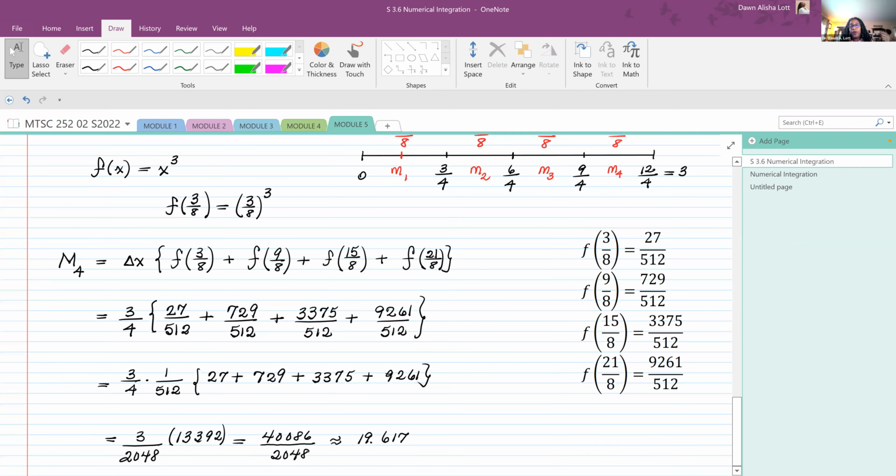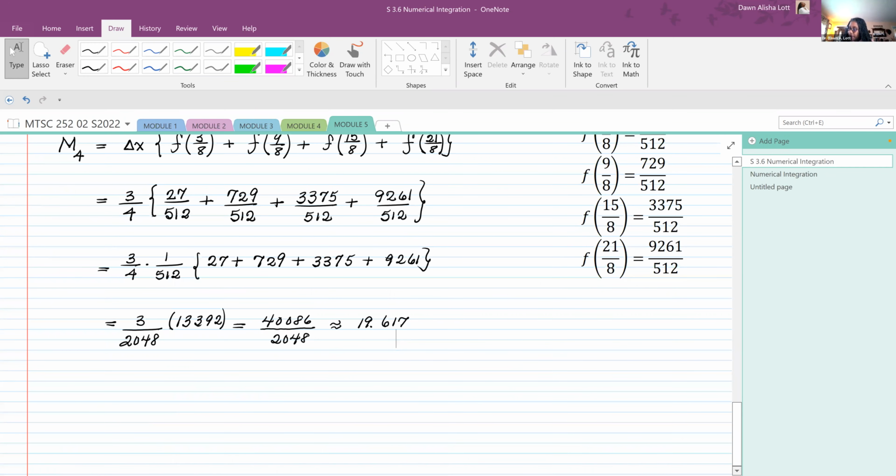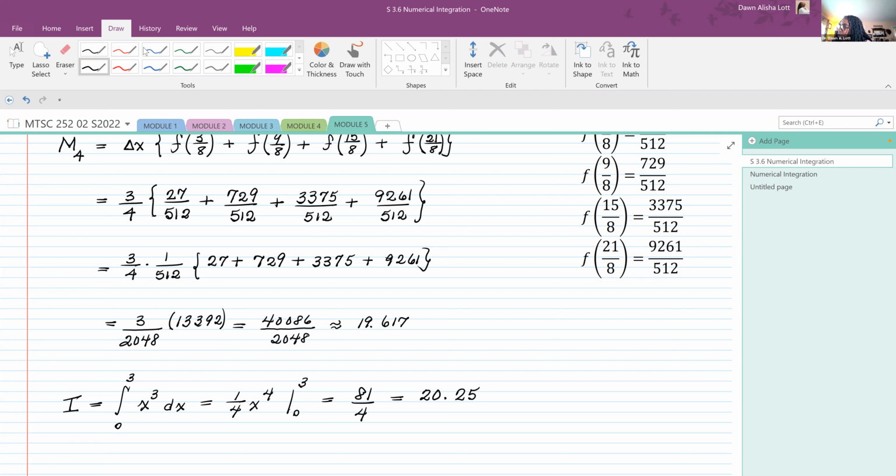Okay, so what's the true value? Let's calculate that. The true value of the integral from 0 to 3 of x cubed dx is 1/4 x to the 4th, evaluated from 0 to 3. So that turns out to be 81 over 4. So the exact value is 20.25. Okay, so now we have an exact value for this. Don't want that color. I want it red. Here we go.